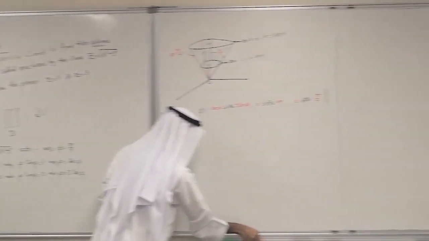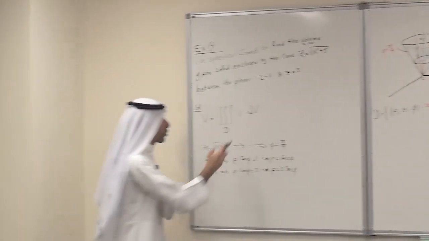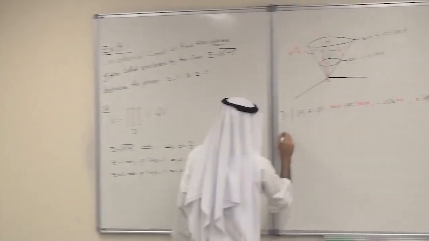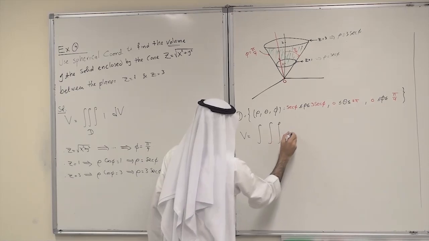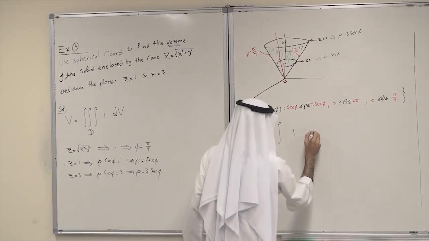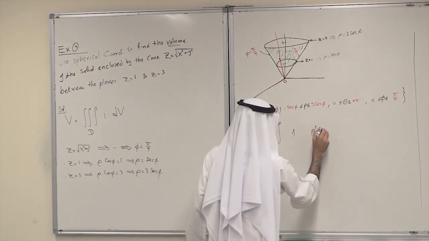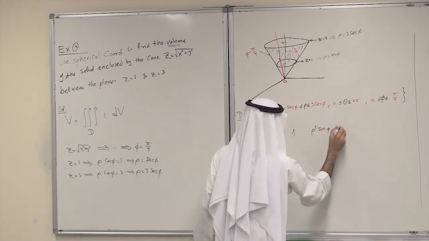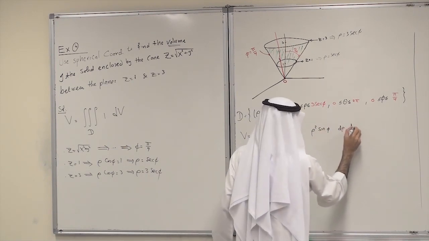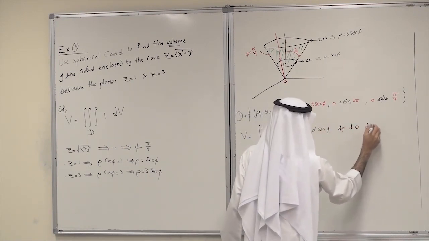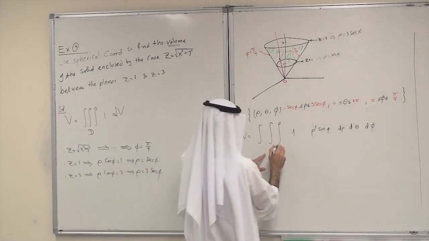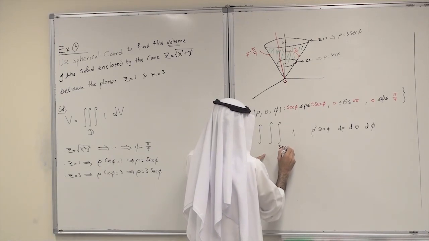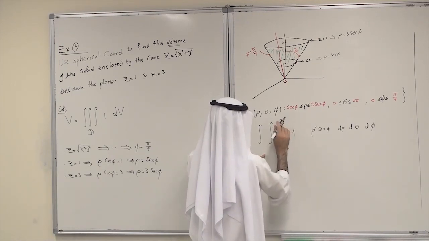Next, just substitute in the formula. The volume is the triple integral of 1 dV, which will be rho squared sin phi d rho d theta d phi. The limits of rho are secant phi to 3 secant phi.